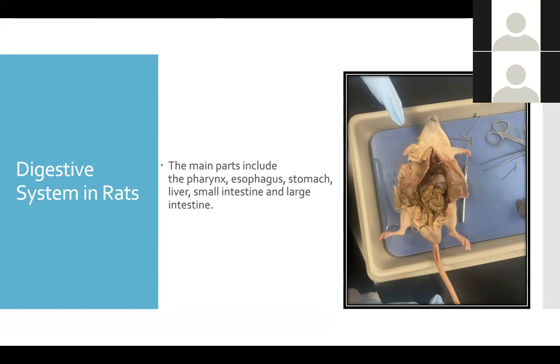The main parts that make the digestive system in rats run smoothly include the pharynx, esophagus, stomach, liver, and the small and large intestine. As we made the incision on the rat, these were some of the first things that we saw.